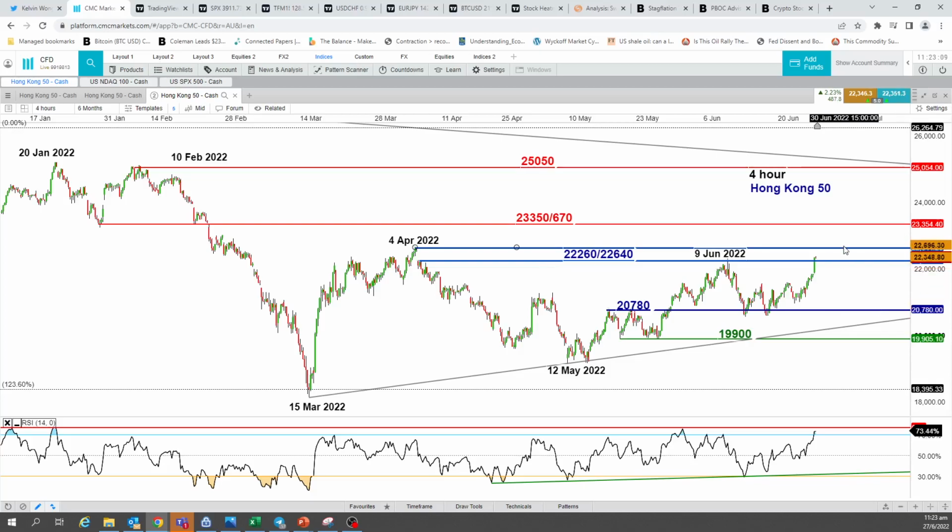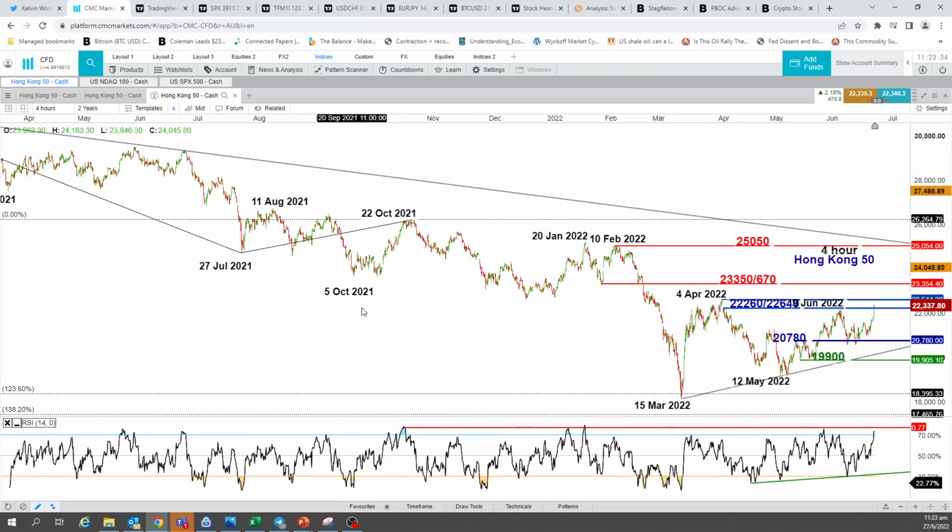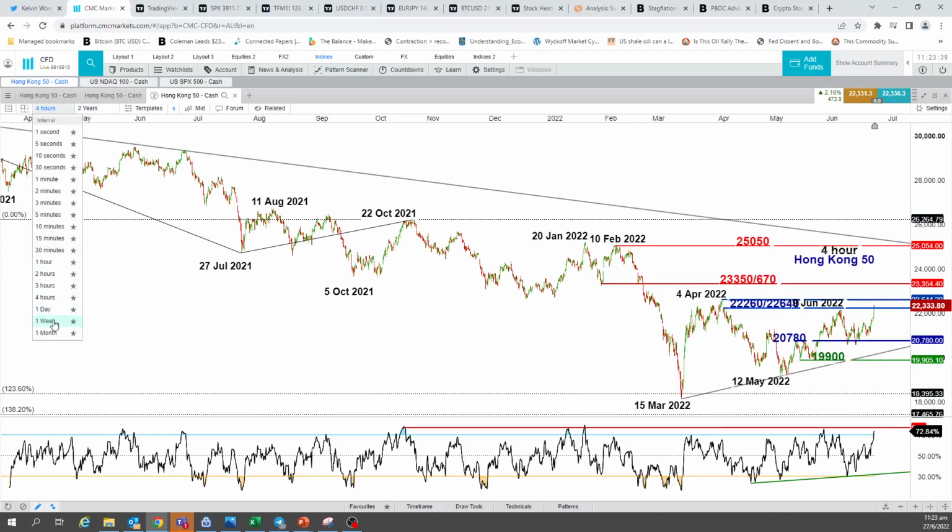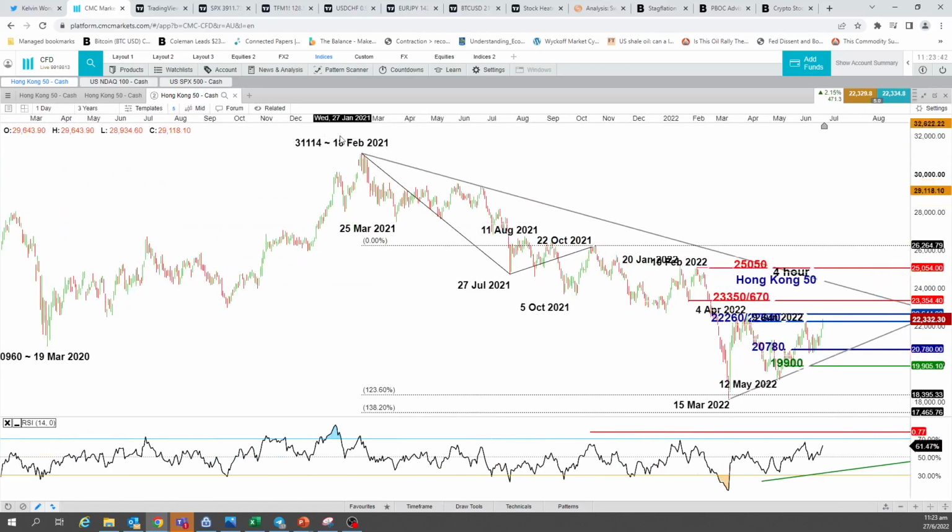Unless it has a 4-hour close above 22,640, then we could potentially validate a further up move towards 23,350 slash 23,670. A break above 23,670 should take us up towards much higher, towards 25,050, which is a key medium-term resistance. Why? Because it's confluencing with two graphical levels: the 10th of February swing high area, and also this major descending trend line that has been in place since, okay, that means we have to go to the daily chart, in place since the February 2021 high. Now acting as a resistance at 25,050 as well.